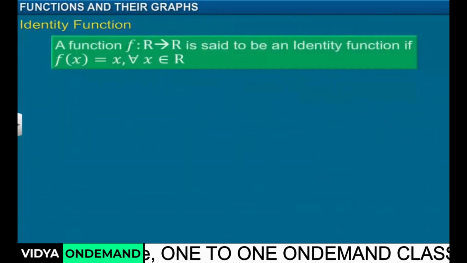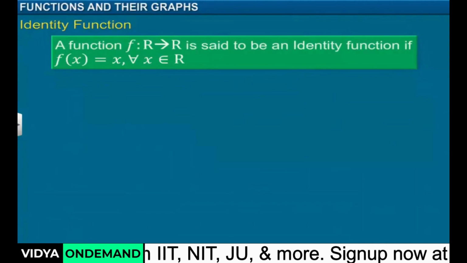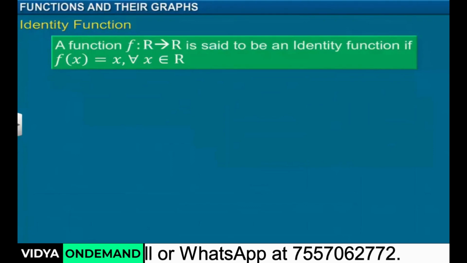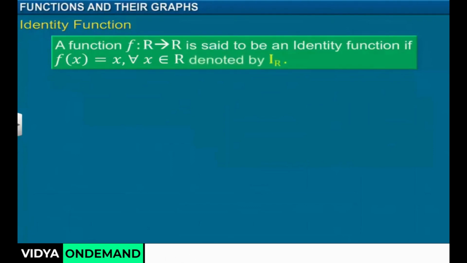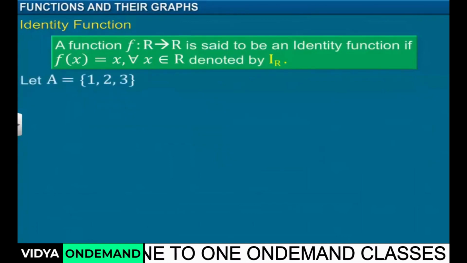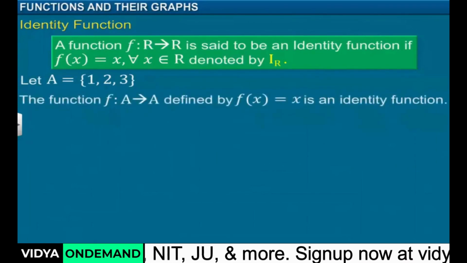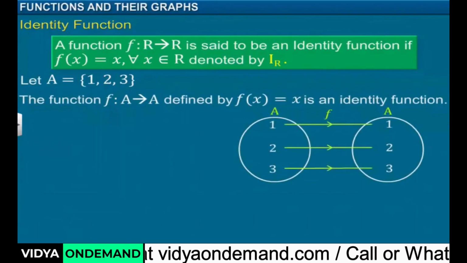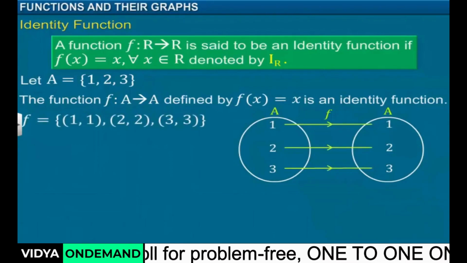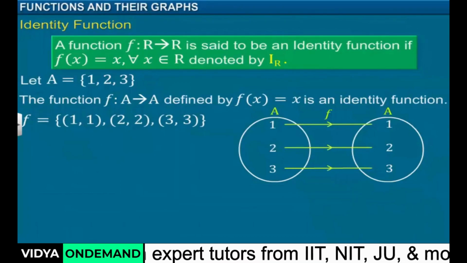An identity function is a function f from set R to set R, such that f of x is equal to x for all x belonging to set R. An identity function is denoted by I with subscript R. Let A be the set having elements 1, 2, and 3. Then, the function f defined on A by f of x is equal to x is the set of ordered pairs (1,1), (2,2), and (3,3). This is an identity function.